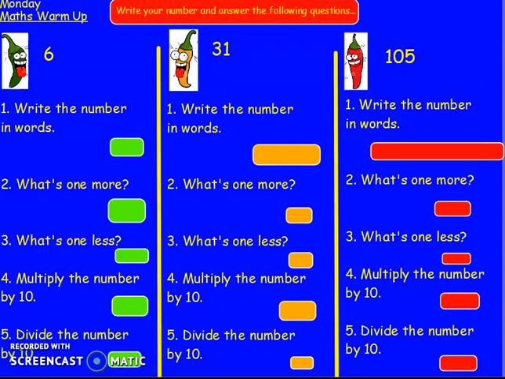For our warm-up this morning, each Chilli Challenge group has got a number at the top. So the mild have the number 6, spicy has the number 31, and hot has 105. Choose which number you'd like, write that at the top of your page, and see if you can answer these questions about your given number. Give yourself 3 or 4 minutes, do as many as you can, and press play when you're ready to go through the answers.